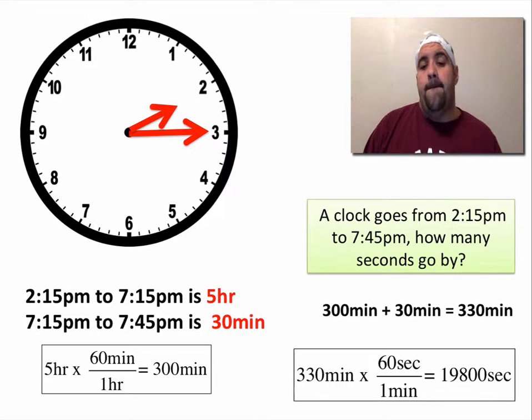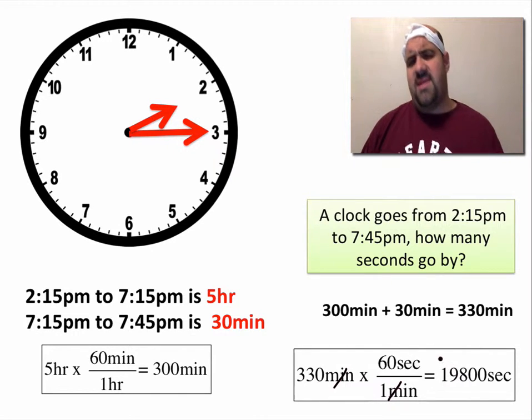We start with 330 minutes, the unit we want to convert, and multiply by a blank fraction. The unit we want to convert goes down here, so units cancel in division. 60 seconds is 1 minute. That's my conversion factor. 330 times 60 is 19,800 seconds. So that's how we do that problem.